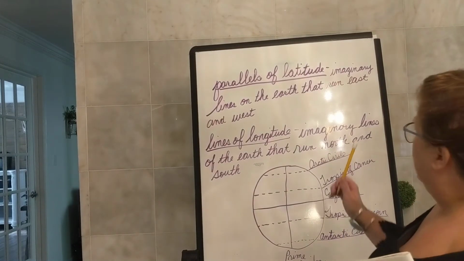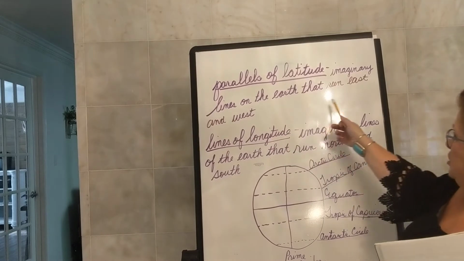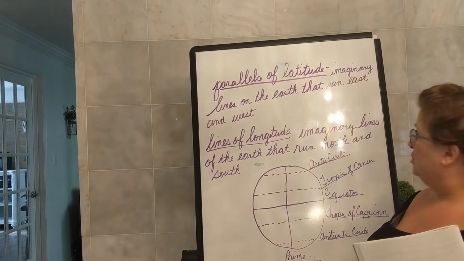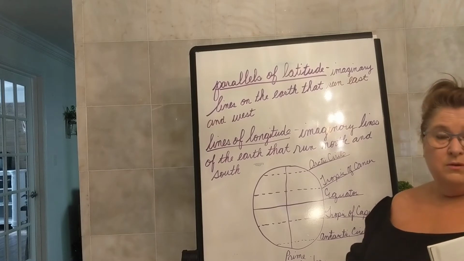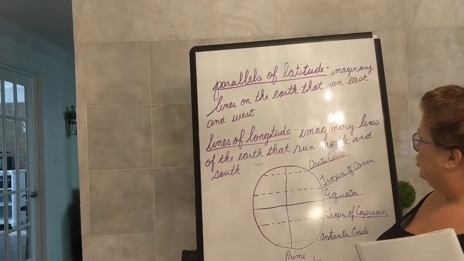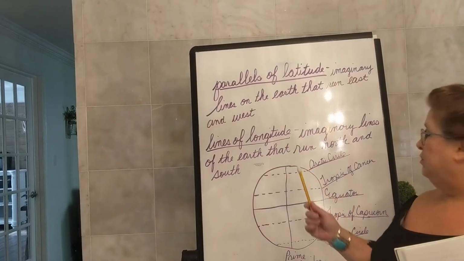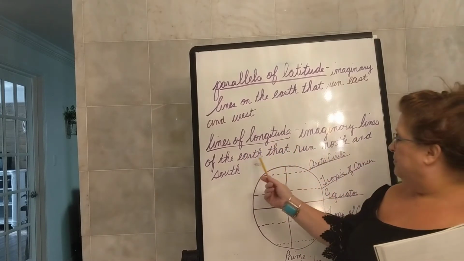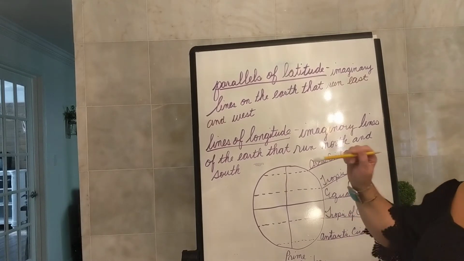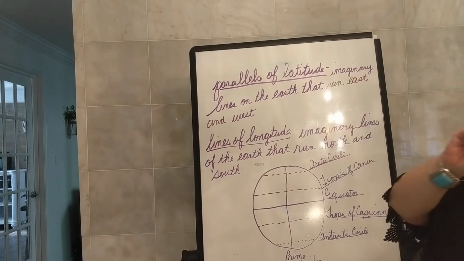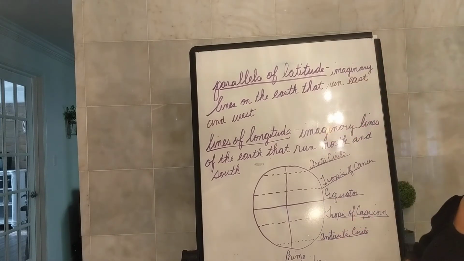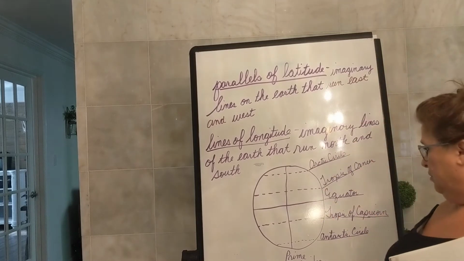So you need to know the parallels of latitude are the imaginary lines on the earth that run east and west. Put that definition on your paper. You can pause the video until you're ready for me to go on. The next definition that you need to know are lines of longitude. These are the imaginary lines of the earth that run north and south. So east to west are parallels of latitude. North to south are lines of longitude.